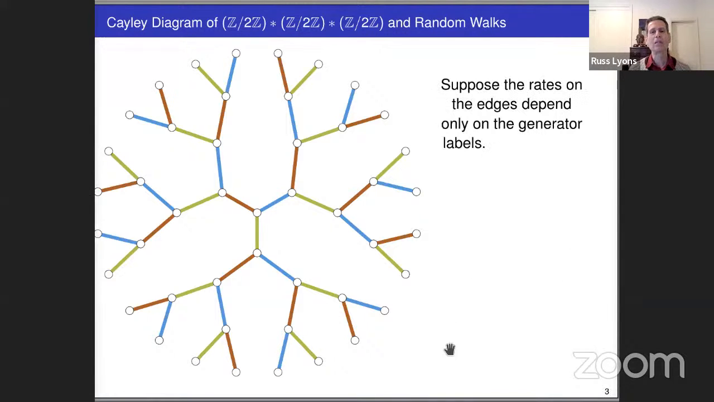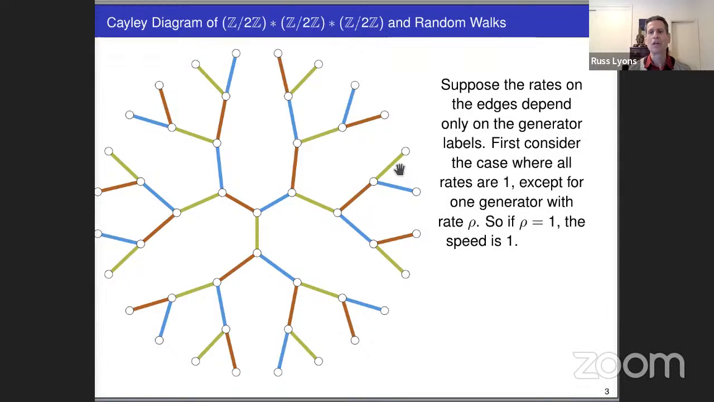But now let's suppose that the rates on the edges are not all 1, but they depend only on the generator label. So in terms of the colors, every red edge has the same rate, every blue edge has the same rate, every green edge has the same rate. All right. So let's consider the simplest case. They're not all 1, but all but one are 1. In other words, two of them are 1, except for one of those generators, which has rate rho. All right. So if rho is 1, the speed is 1.